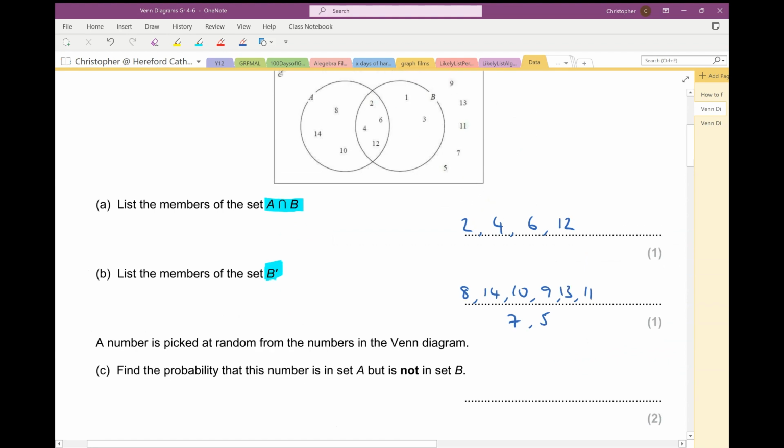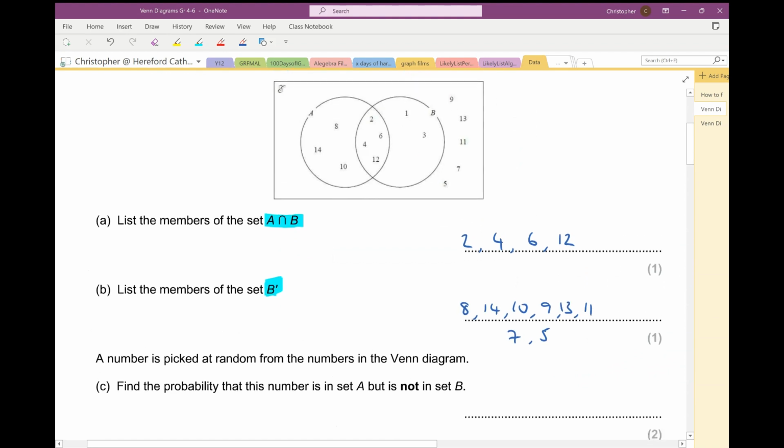A number is picked at random from the Venn diagram. Find the probability that this number is in A but not in B. So to qualify, the numbers need to be in A but not in B. So these are the numbers which are in A but not in B. These numbers here, they don't qualify. They're in A, but they're also in B, so they don't qualify. So the numbers which are in A and not in B are those 3 numbers.